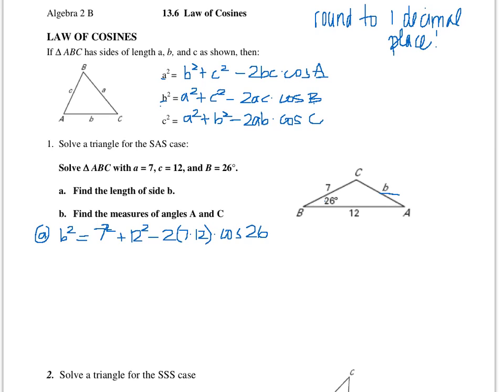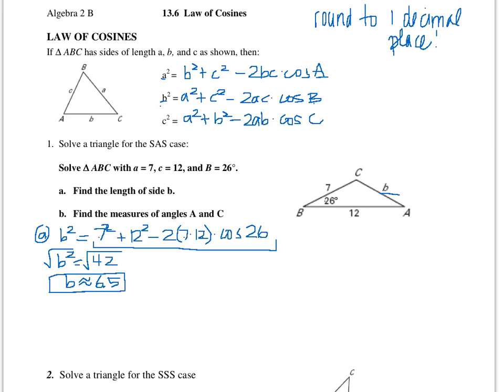Now, as I go through, because I have all of the numbers on this side, what you can do is plug it directly in your calculator. 7 squared plus 12 squared minus 2 times 7 times 12 times cosine of 26. You end up getting that B squared is 42. So you square root it, and you get that B is approximately, and I want to round to one decimal place, so 6.5. Okay, so we found side B. One thing to keep in mind, finding a side is way easier than finding an angle.